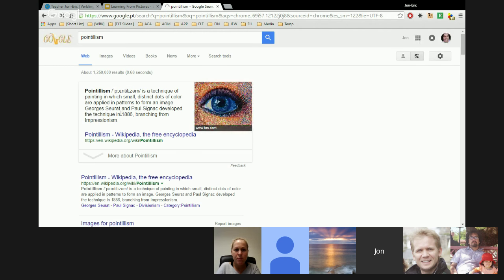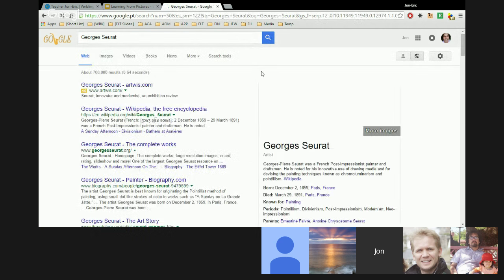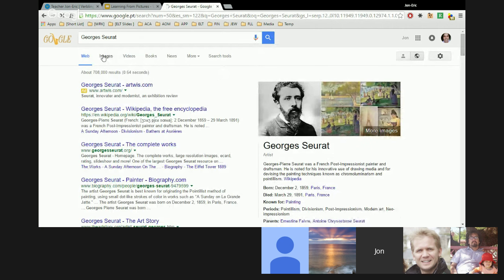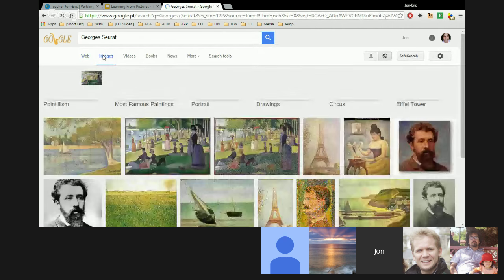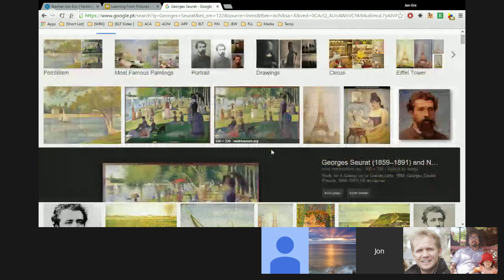So this is pointillism, and it has a little explanation: a technique of painting in which small, distinct dots of color are applied. And it says George Seurat. So that's what I want to show you. Let's take a look at a painting by George Seurat. Frederick, how do you say that name? Georges Seurat. Okay. Here's his most famous painting.